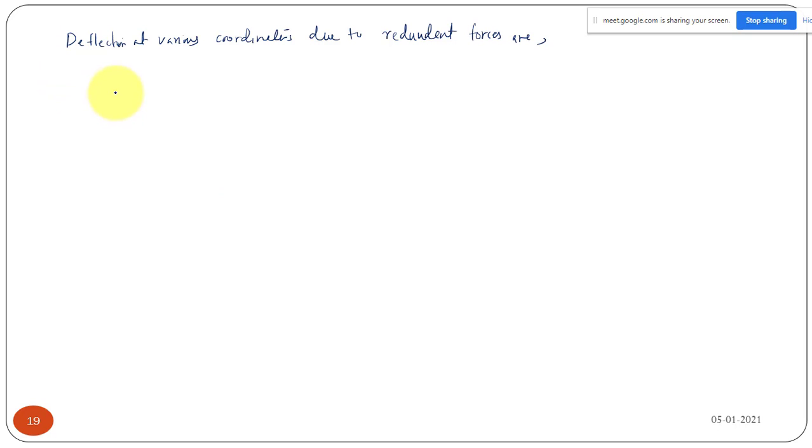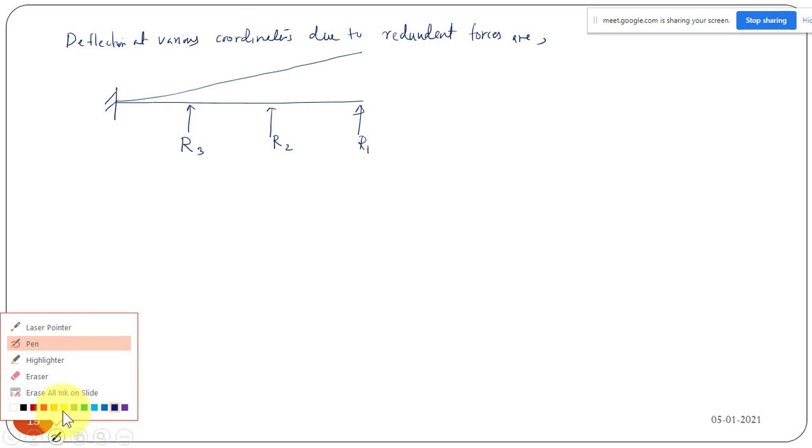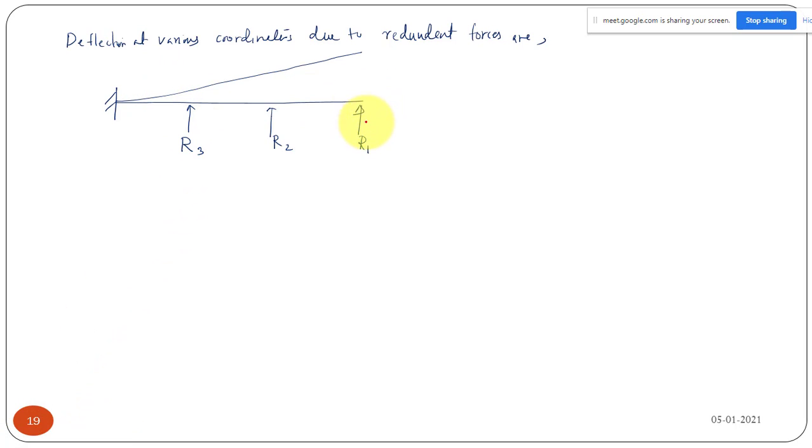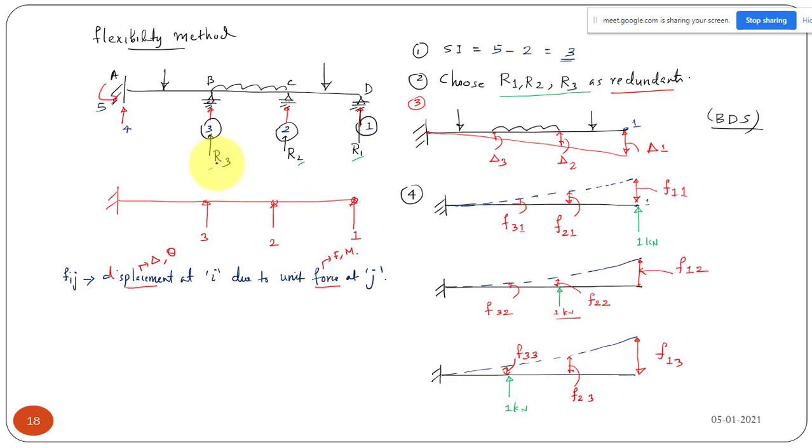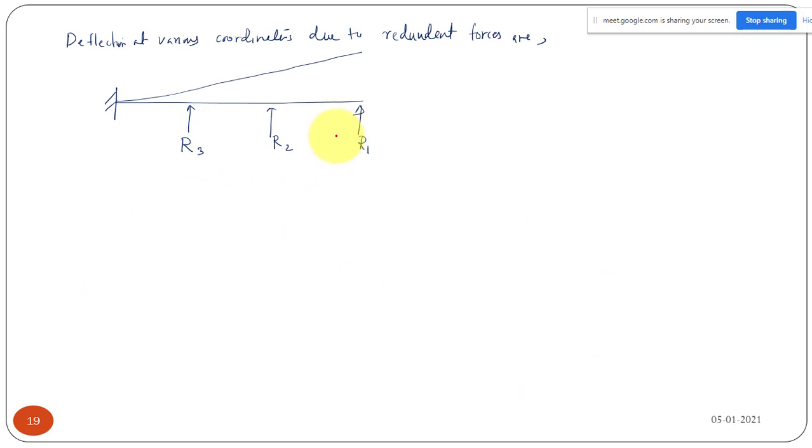Now we will take our basic determinate structure, a cantilever beam, and apply the actual forces R1, R2, R3 as external forces. It is not a support, it is an external force you apply. So it is going to deflect: it will have a deflection delta 1, some deflection here delta 2, and some deflection here delta 3.